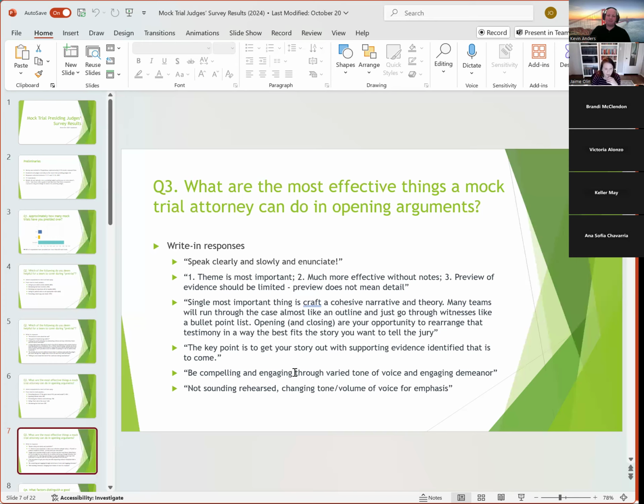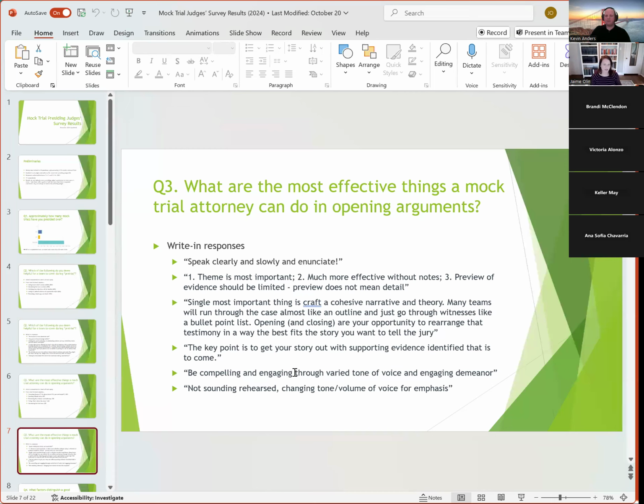And the second to last bullet point, I think, is a good one. Be compelling and engaging through varied tone of voice and engaging demeanor. That's one of the things I feel like most presiding judges, if we had our eyes closed, could tell you if a student is reading from a script or speaking without notes. Because when you're reading from a script, your voice doesn't tend to modulate or change or do anything interesting. And if you're talking without notes, then it does.